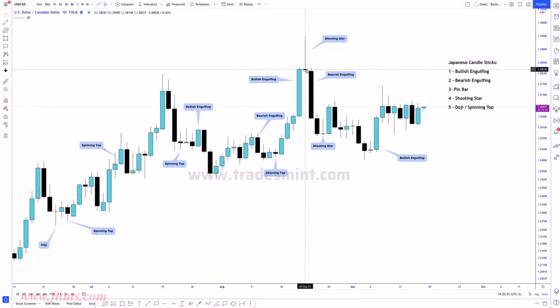If this one closed here, all it needs to do is close a little bit below, and it is considered a bearish candle. Obviously, the color indicates bullish or bearish as well. Another example of a bearish engulfing is this one. Nowhere near as big as this, but it is still a bearish engulfing. Why? Because it engulfed and closed below this candle here.